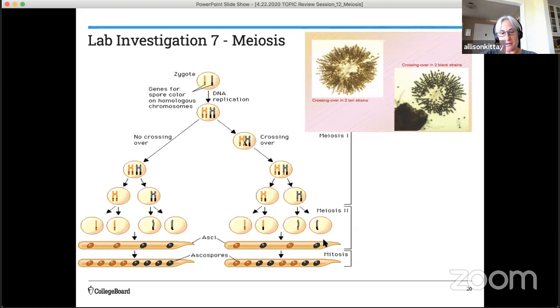So now we have a different pattern and it looks like this. We get 2 after mitosis, 2 tan, 2 black, 2 tan, 2 black. And because of independent assortment, it could also be 2 black, 2 tan, 2 black, 2 tan. So the way to remember this is that a 4-to-4 arrangement is no crossing over, and anything else shows that crossing over occurred. And this is just to show you in real life what those 2 different phenotypes look like.